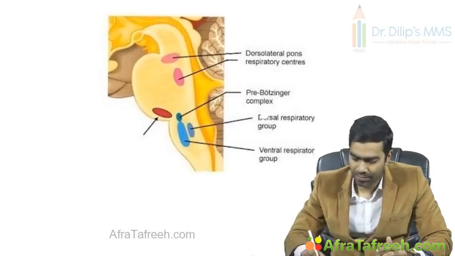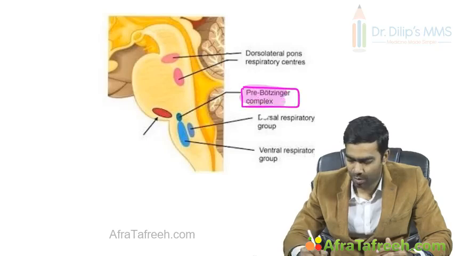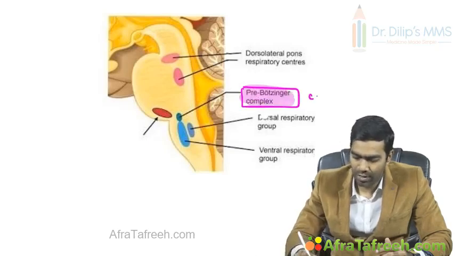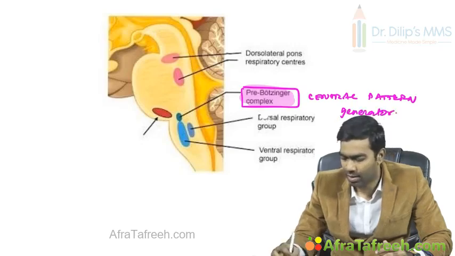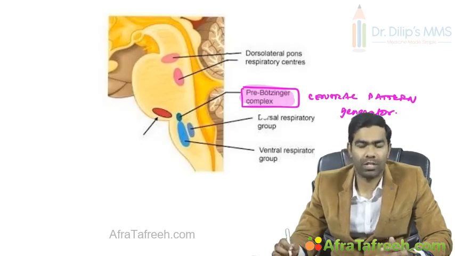The first area that we generally have to know is the pre-Bötzinger complex. This is what we refer to as a central pattern generator. Central pattern generator, and this is like a pacemaker for the respiration. It is present in the medulla.